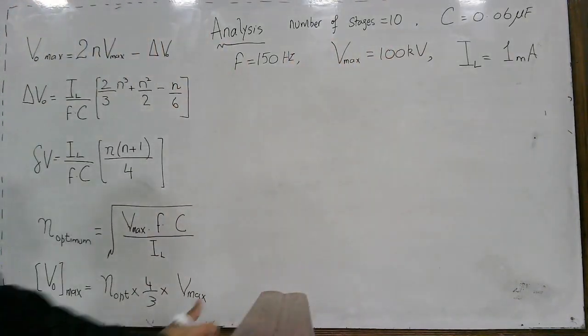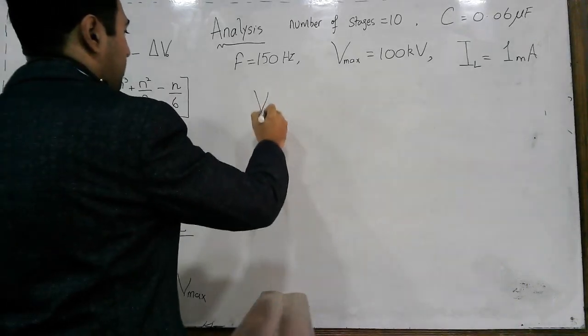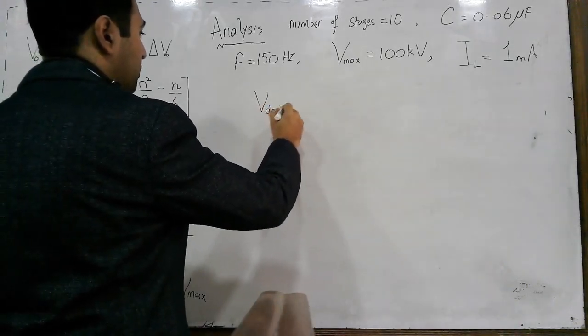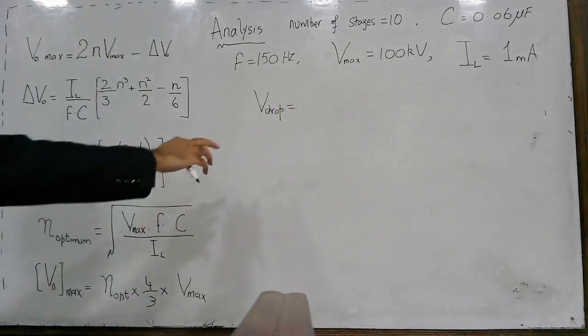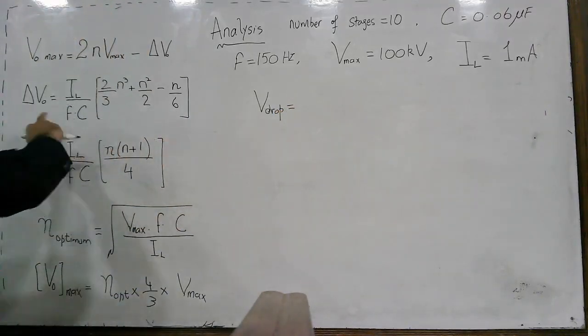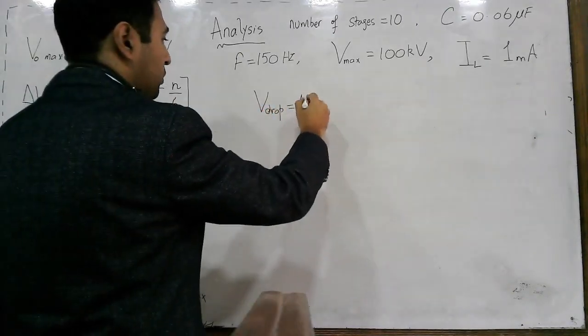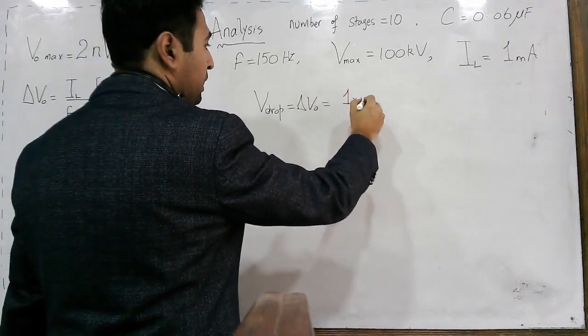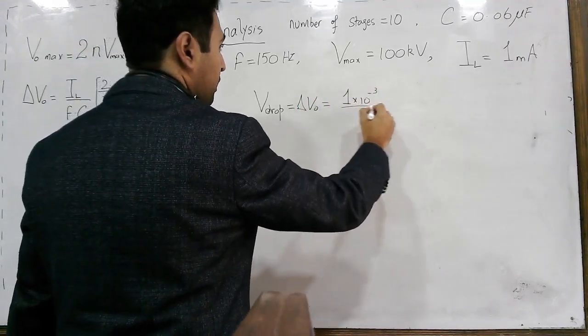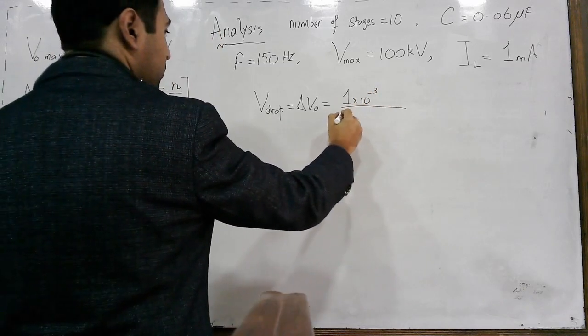So what is the voltage drop? First thing, what is the possible voltage drop? So you can use this equation for the voltage drop, which is actually delta V output. So our current is 1 milliampere, and frequency is 150 hertz.